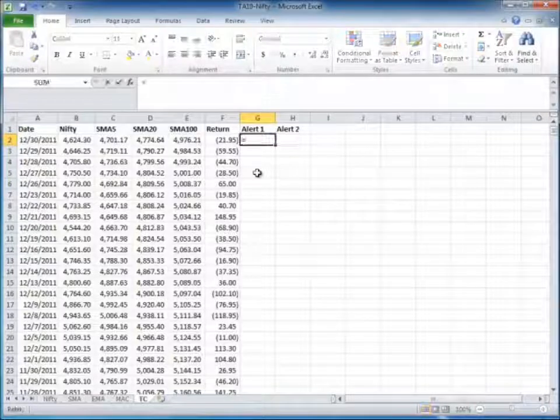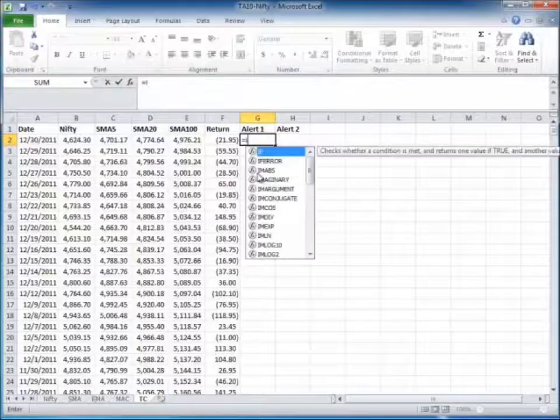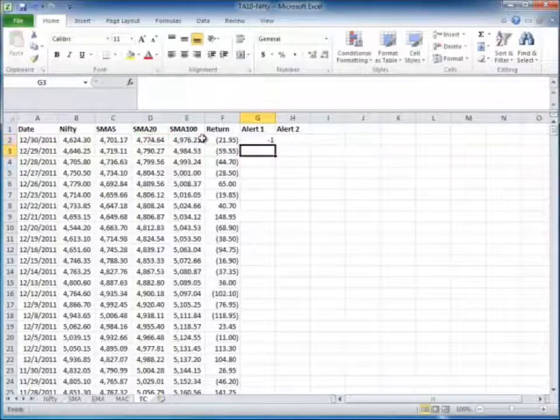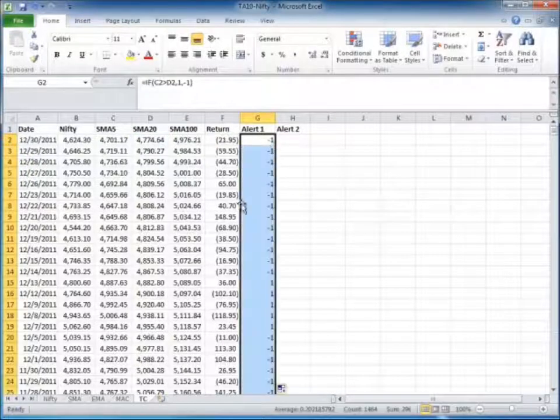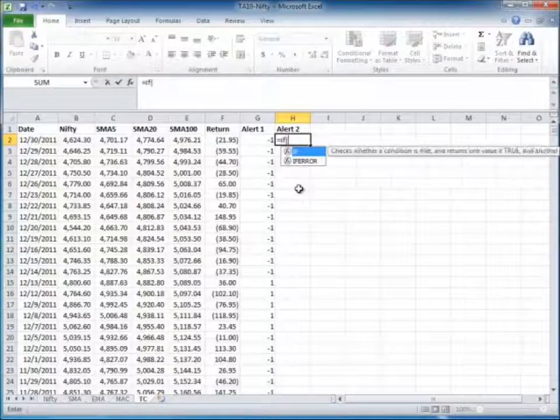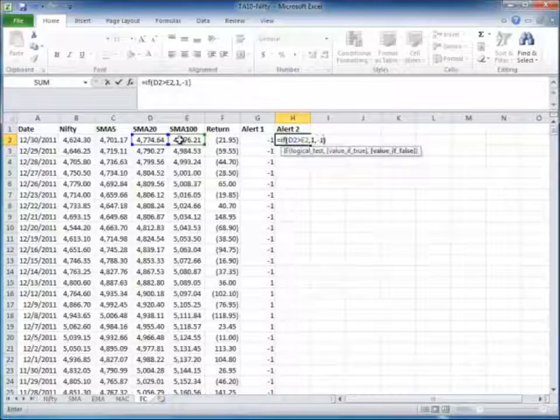So the first thing we want to look at is, is the 5-day greater or less than the 20-day moving average? So I'm going to say if the 5-day is greater than the 20-day, then give me a long position, 1. Otherwise, give me -1. Then it's a sell alert. So this is just like we did before, 1s and -1s. And now I'm going to do the same thing with alert 2, except I'll do it with the 20 and the 100 day. So if the 20 day is greater than the 100 day, then give me a 1. Otherwise, give me a -1.